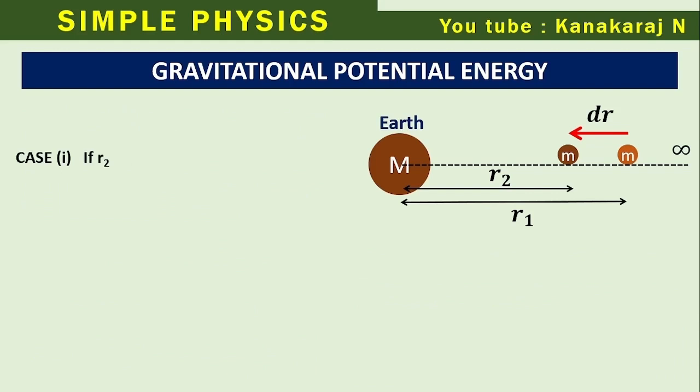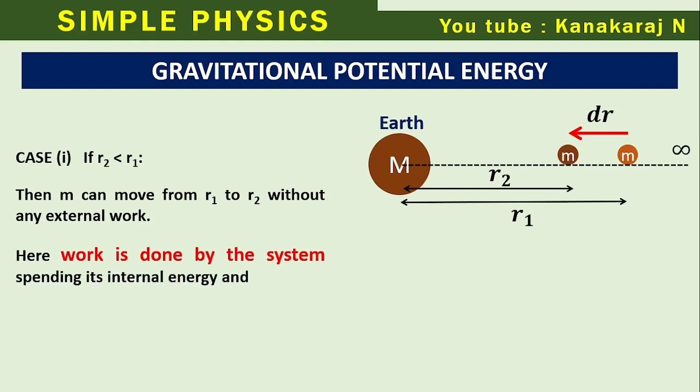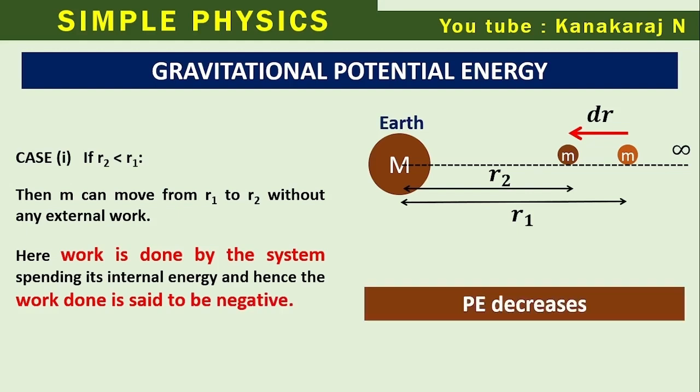Case 1. If r2 is less than r1, then m can move from r1 to r2 without any external work. Here work is done by the system spending its internal energy, and hence work done is said to be negative. The potential energy decreases.